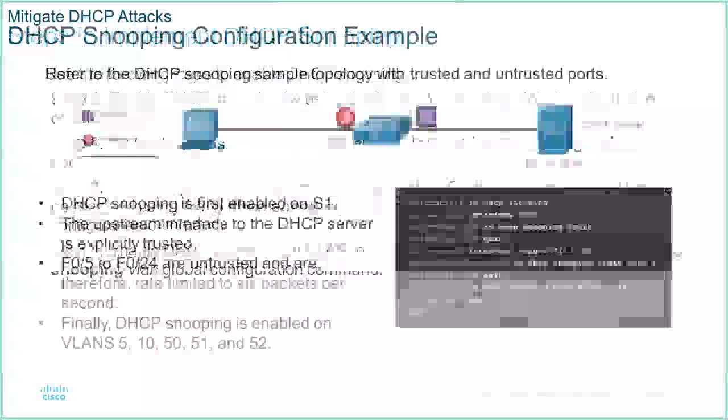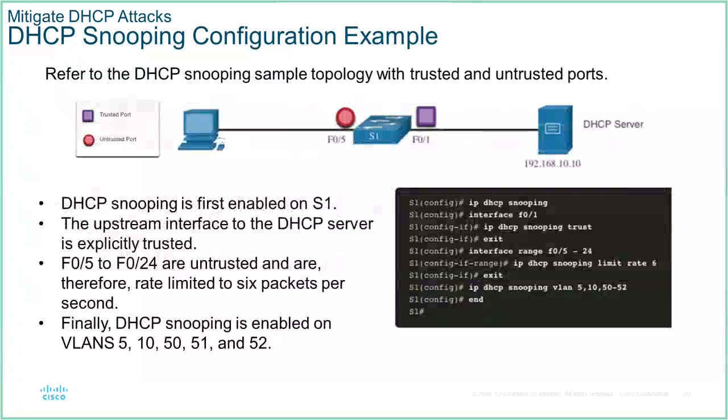So what does it look like when we turn it on? IP DHCP snooping in global config. Then you go into the interface and you put snooping trust on, and then on the snooping limit rate 6, so you're saying on each of these ports, because you've used the interface range command, we have a limit of 6 messages per second coming in from any of those ports.